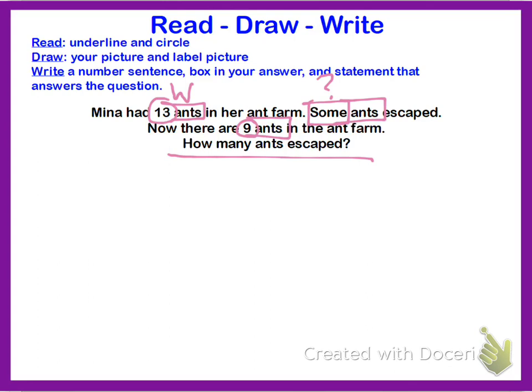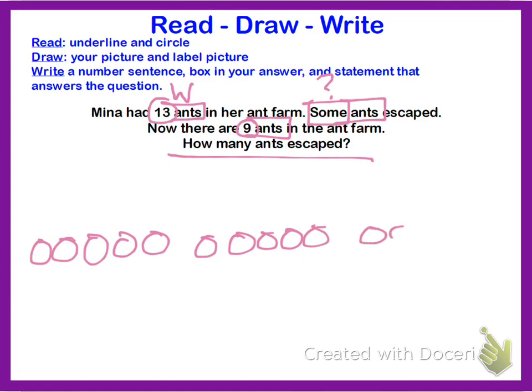Okay, so now we can draw our picture, which we're going to draw our whole since it gave it to us. So we're going to draw 13. So 1, 2, 3, 4, 5, space, 6, 7, 8, 9, 10, space, 11, 12, 13.